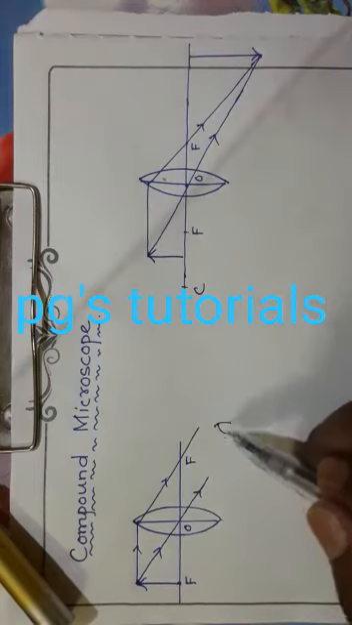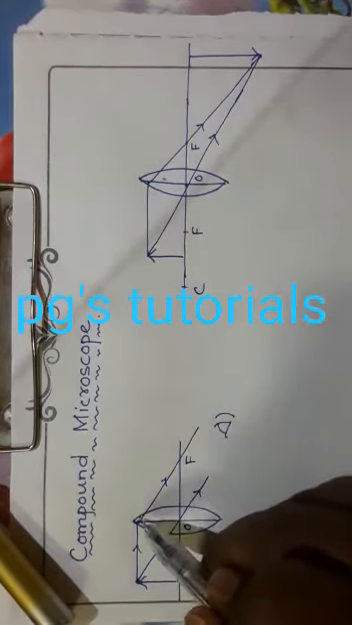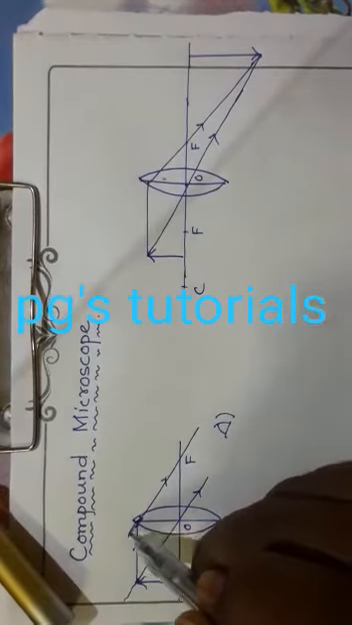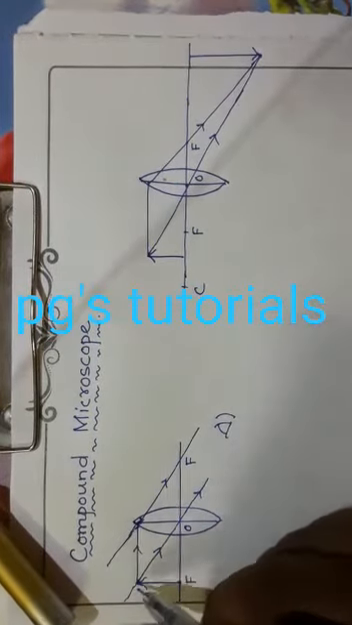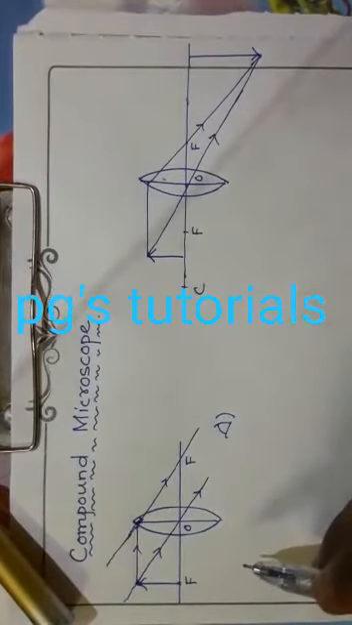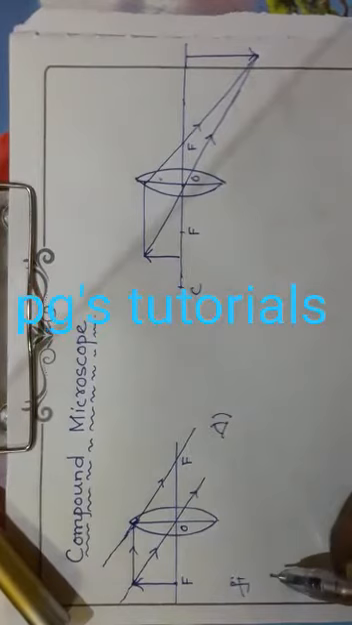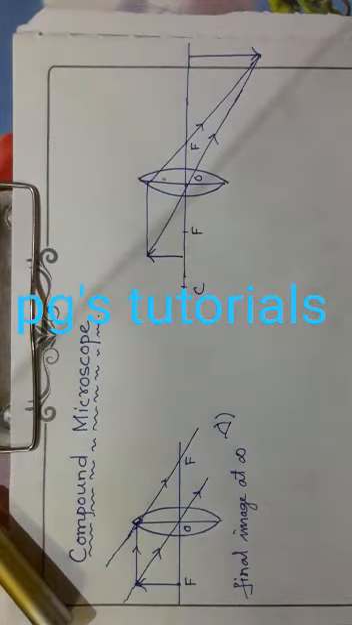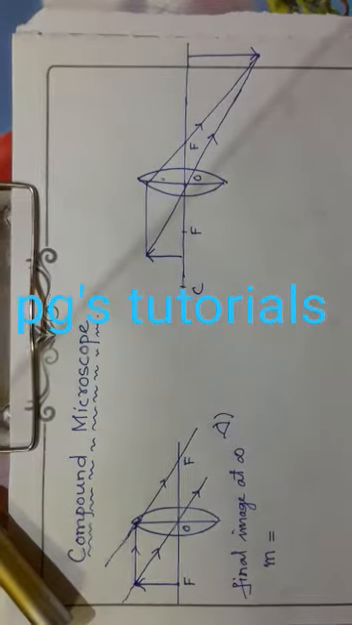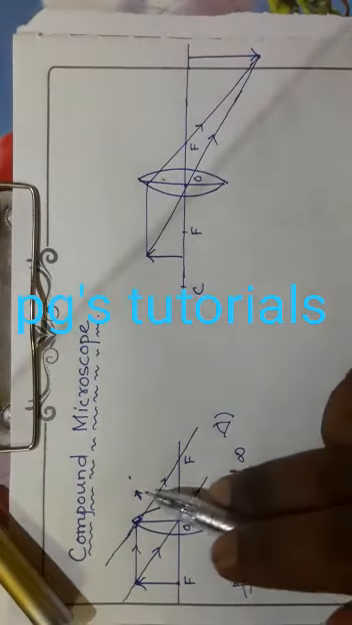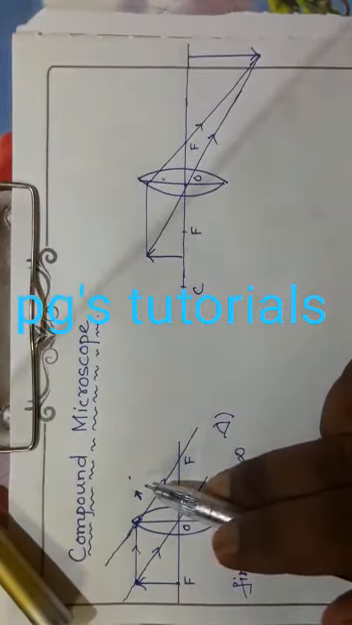Now when you see from this side, then you produce them in the backward direction, so they appear to meet at infinity. This is actually a simple microscope. Here the final image forms at infinity. Its magnification we have calculated and is found to be m equals d by f. This is one case of simple microscope.